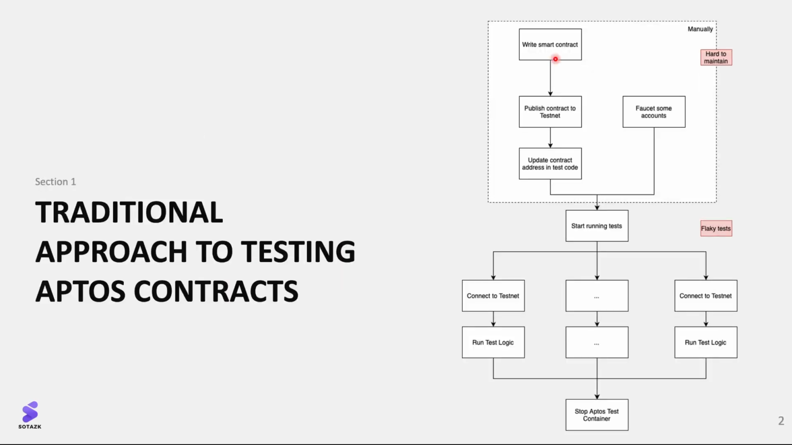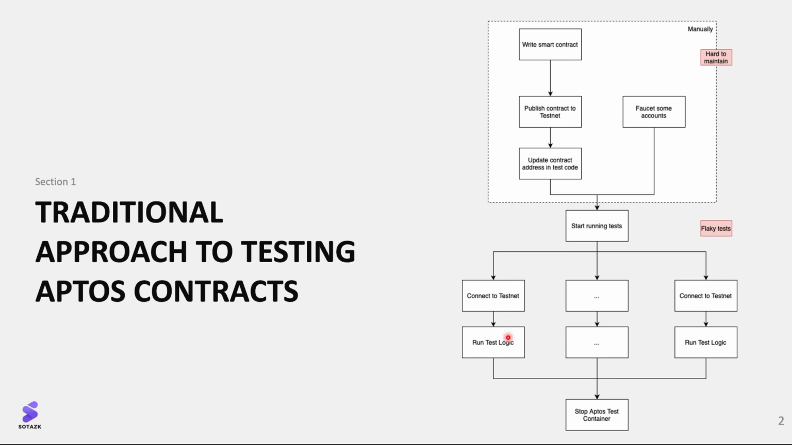Before I get into Aptos Test Container, let's first review the traditional way we conduct integration tests for Aptos contracts. Typically, after writing your smart contract, you need to first publish the contract to the testnet, then manually update the contract address in your test code, and after that, you may want to process some accounts based on your testing needs. Again, manually. Once that's done, you can start testing. Each test creates a client instance that connects to the testnet, and then you proceed with writing the test logic.